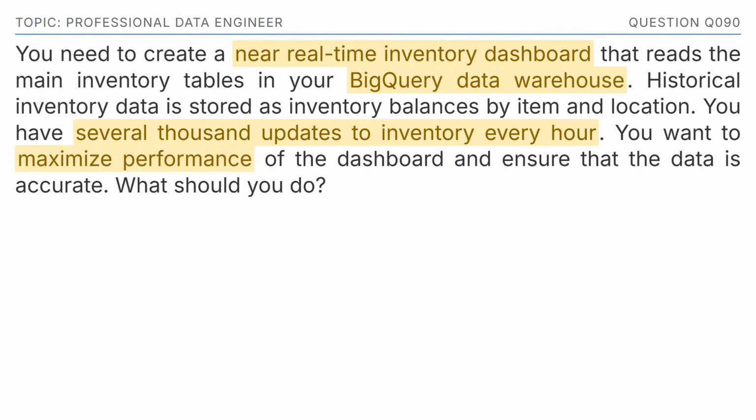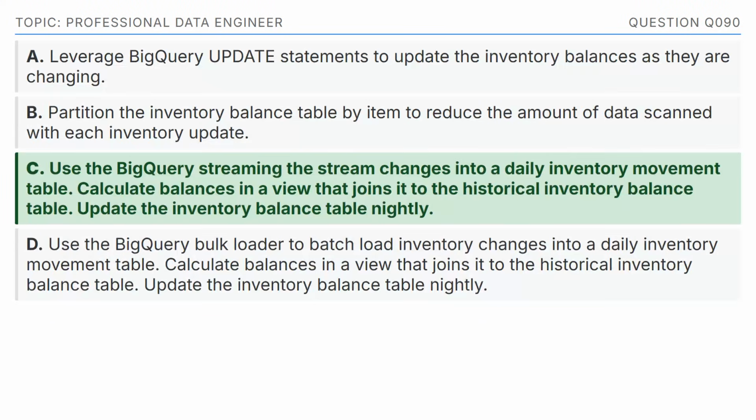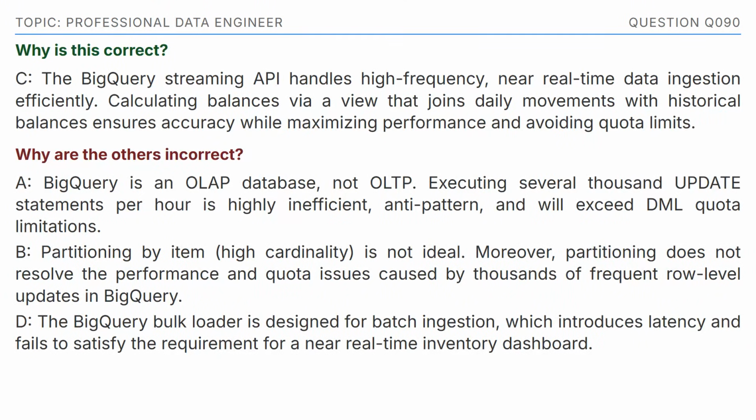To arrive at the correct answer, we focus on the keywords: near real-time inventory dashboard, BigQuery data warehouse, several thousand updates to inventory every hour, maximize performance. The correct answer is option C. Use BigQuery streaming to stream changes into a daily inventory movement table. Calculate balances in a view that joins it to the historical inventory balance table. Update the inventory balance table nightly. Why is this correct?